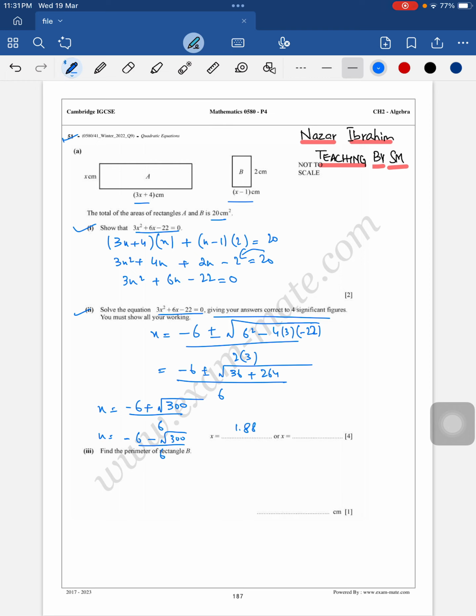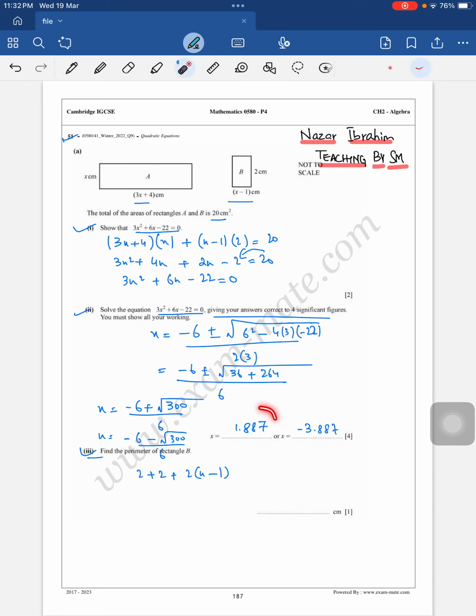To 4 significant figures, that is 1.887, and if we solve the second part, minus 6 minus root 300 upon 6, we are getting minus 3.887 up to 4 significant figures. Find the perimeter of rectangle B. Rectangle B perimeter will be 2 plus 2 plus 2 into x minus 1, because there are two sides x minus 1. Now x we will be keeping as positive, right?